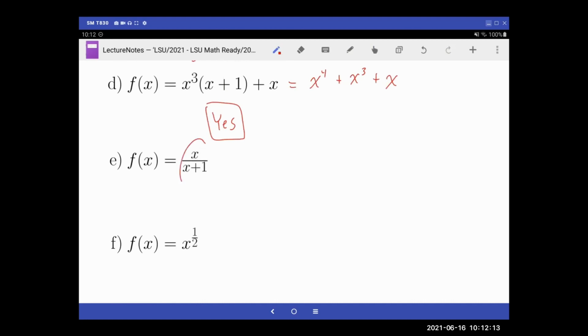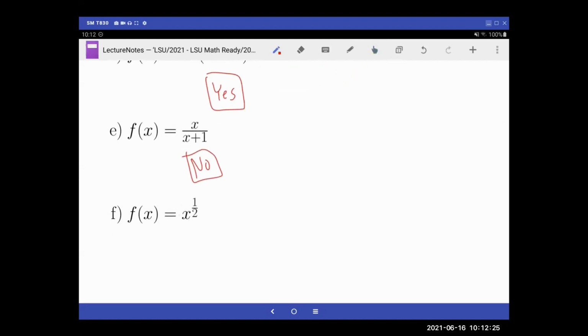Okay. This is not a polynomial. This is a rational function, right? It's a fraction. We're not looking at individual terms. So this is just an obvious no. Same is true for this one right here. You have an exponent that's 1/2. So no, not a polynomial.